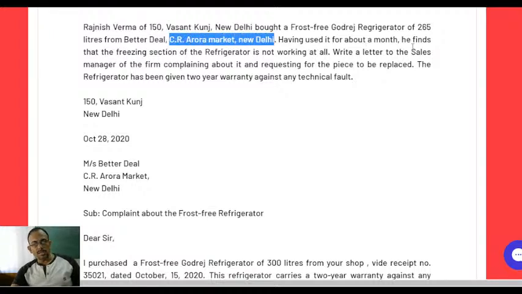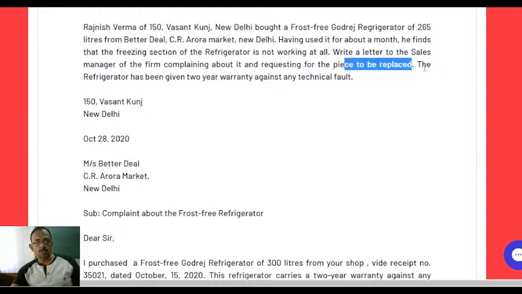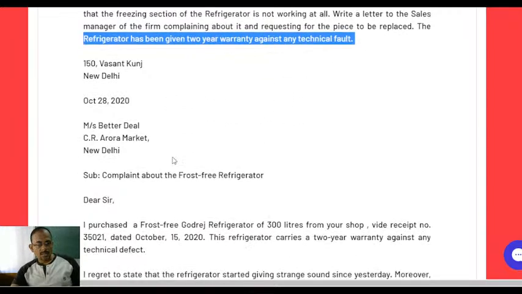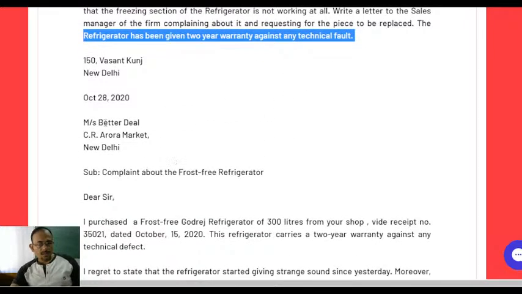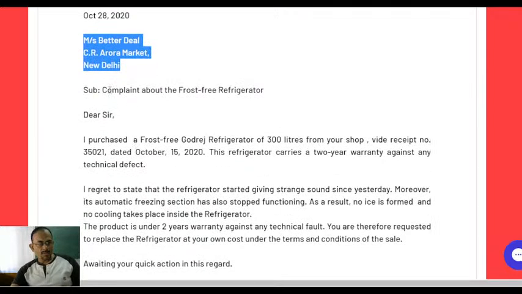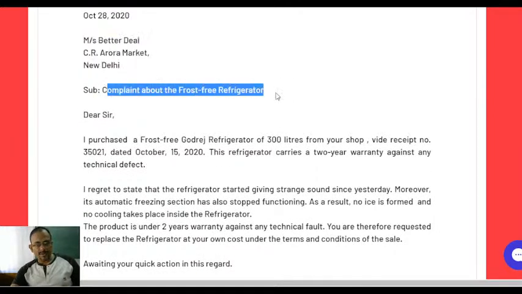Having used it for about a month, he finds that the freezing section of the refrigerator is not working at all. Write a letter to the sales manager of the firm complaining about it and requesting for the piece to be replaced. The refrigerator has been given a 2-year warranty against any technical fault. So, date here, then this is the receiver's address, then the subject: complaint about the frost-free refrigerator.